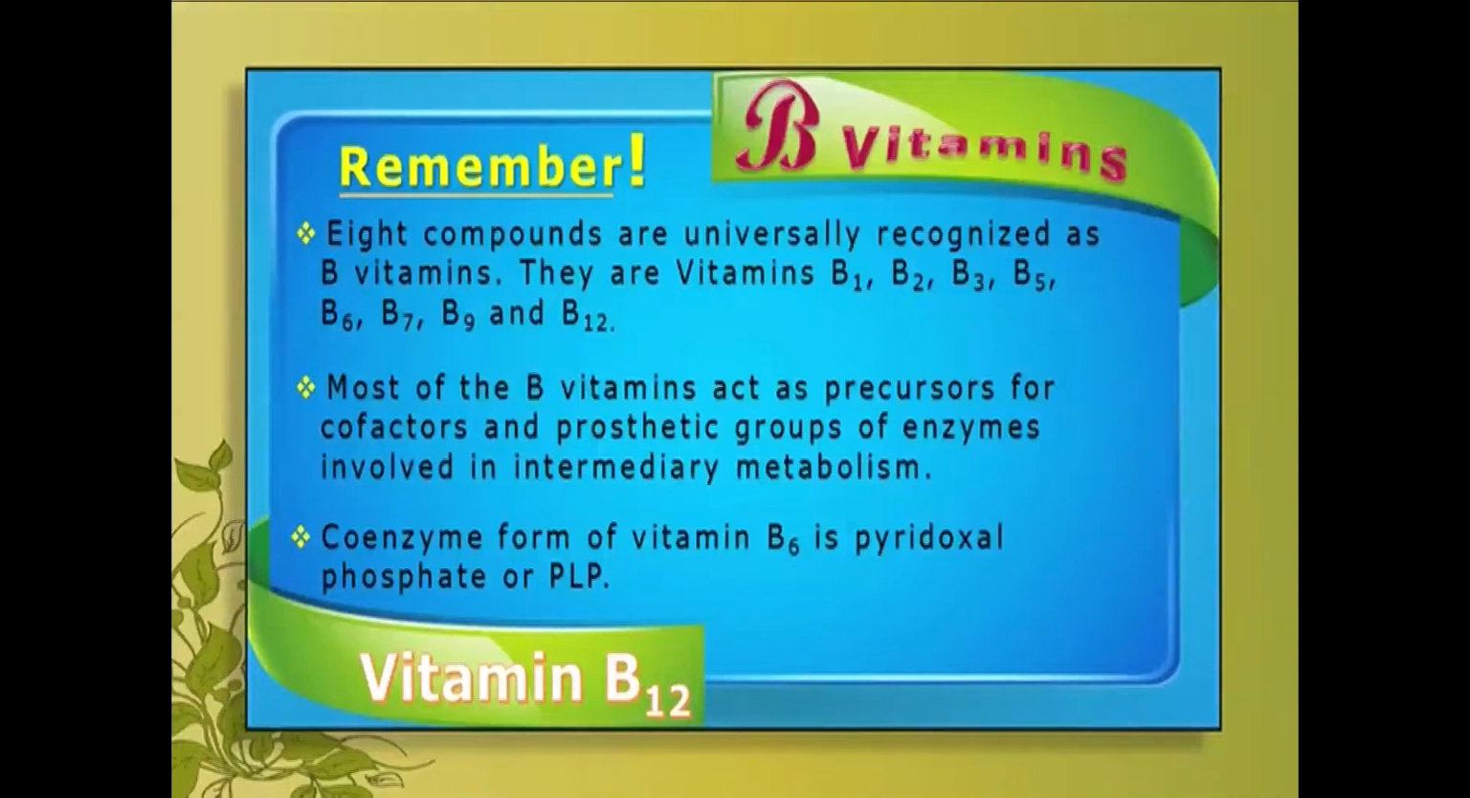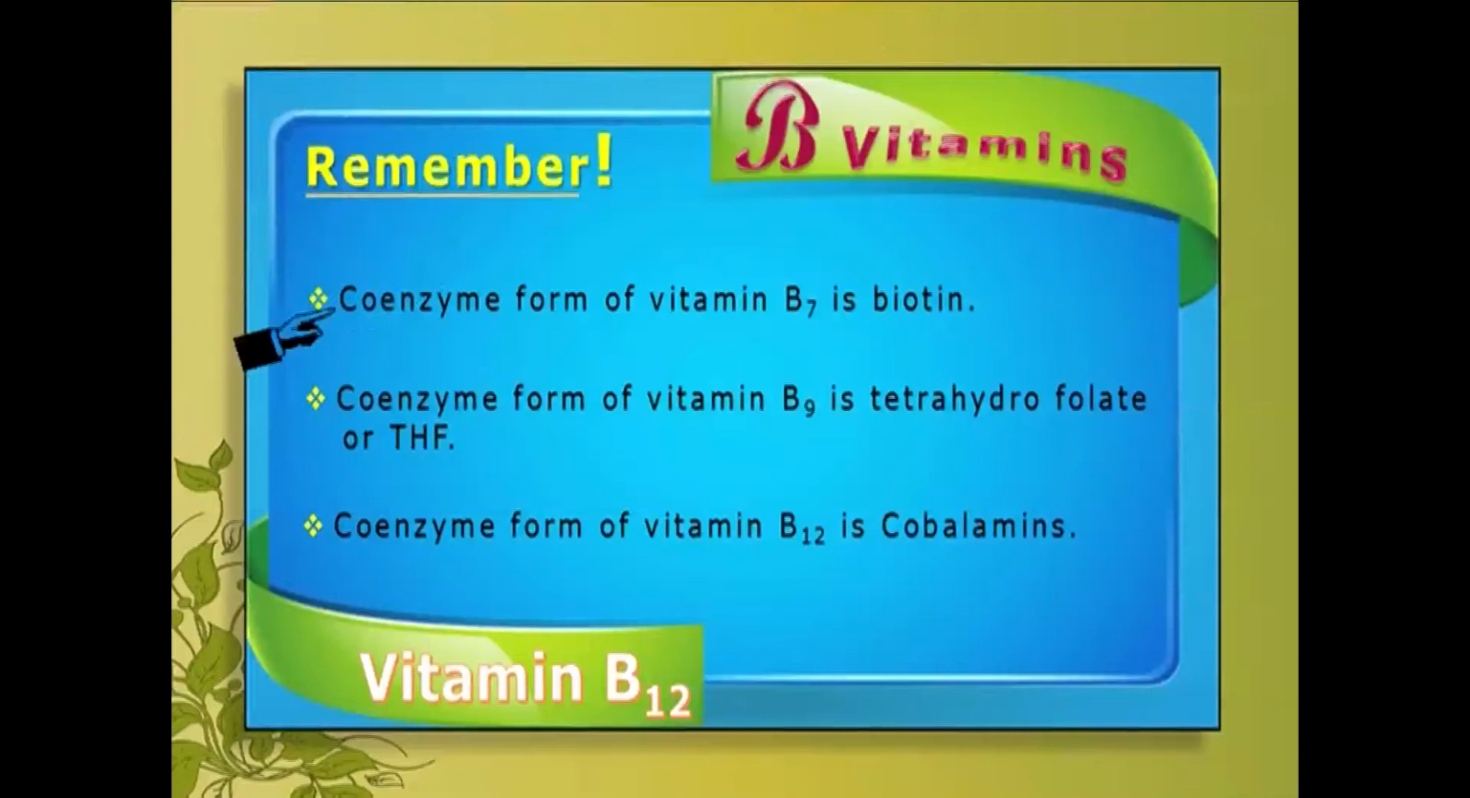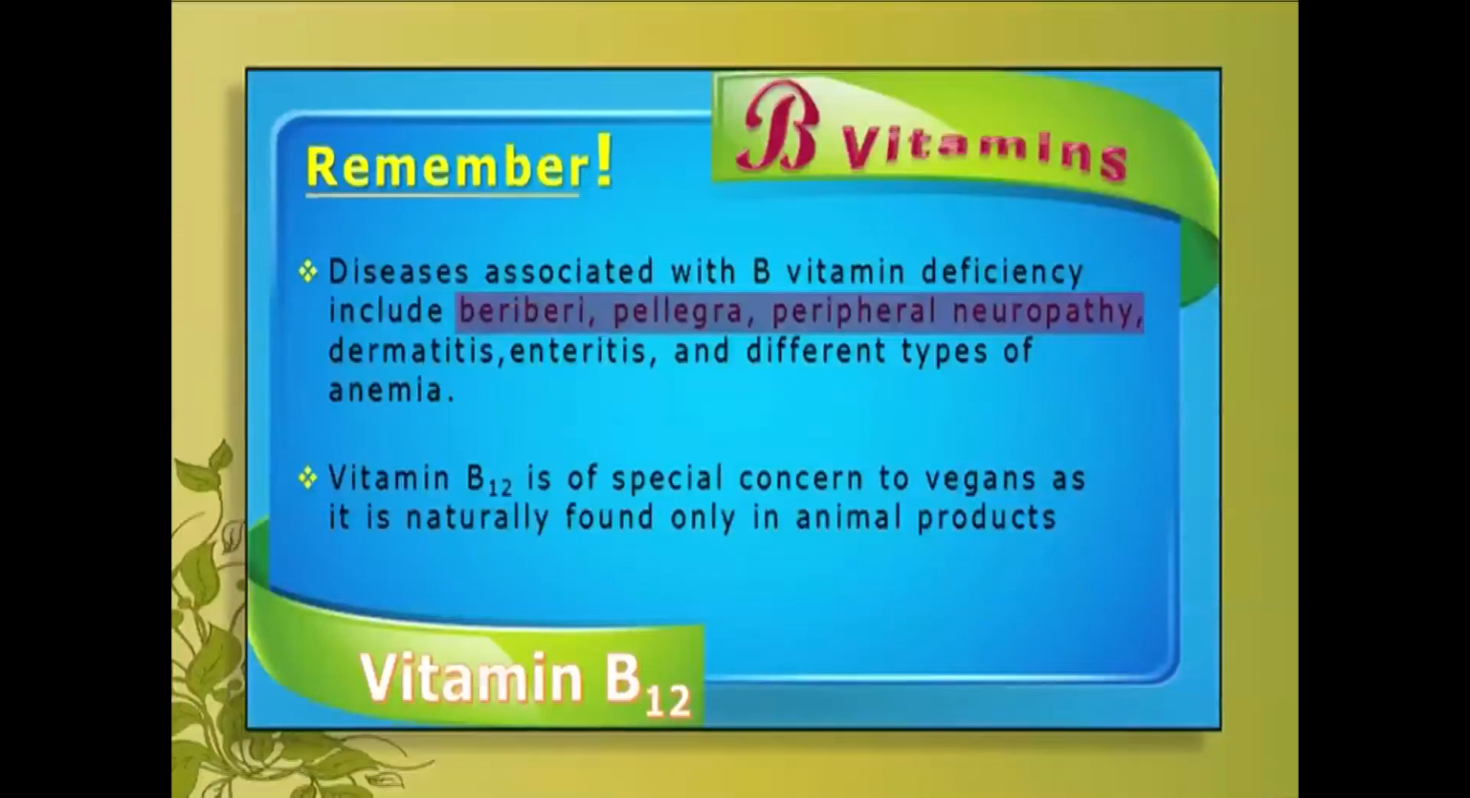The coenzyme form of vitamin B6 is pyridoxal phosphate. Biotin or vitamin B7 itself acts as a cofactor. The coenzyme form of vitamin B9 is tetrahydrofolate and of vitamin B12 is cobalamin. The diseases associated with vitamin B deficiency include beriberi, pellagra, peripheral neuropathy, dermatitis, enteritis, and different forms of anemia. And vitamin B12 is of concern for vegans because it is found only in animal products.